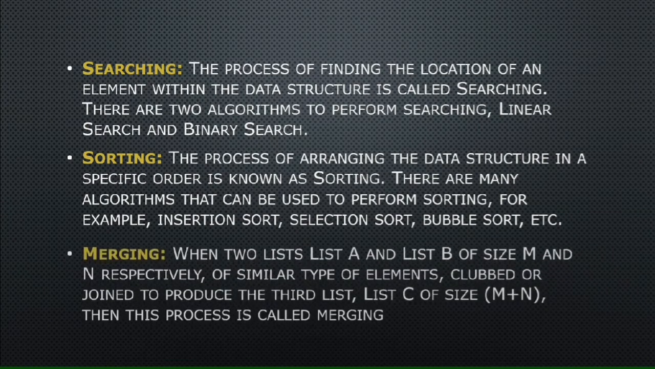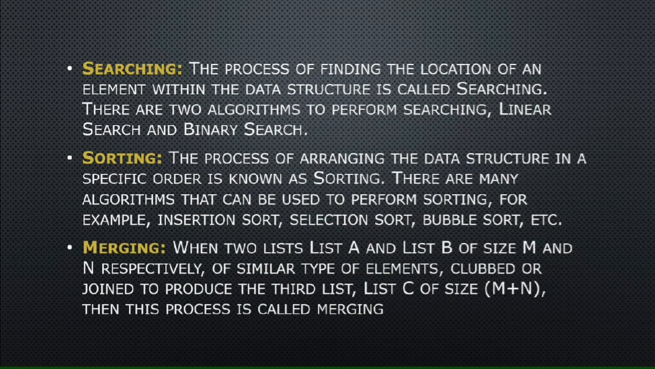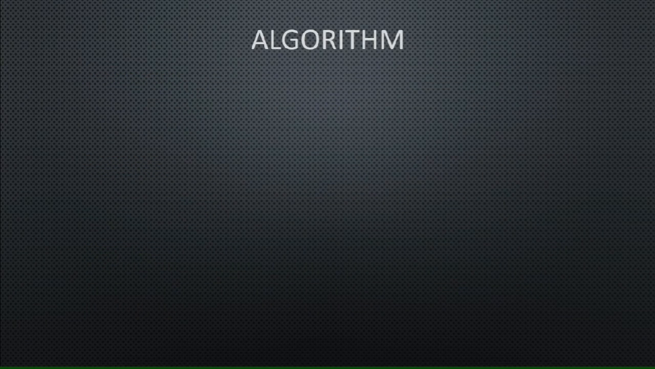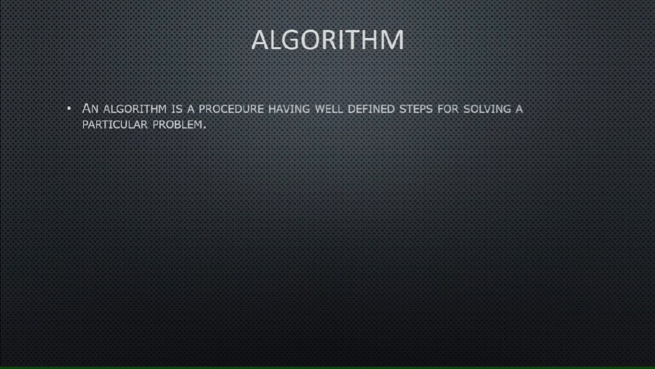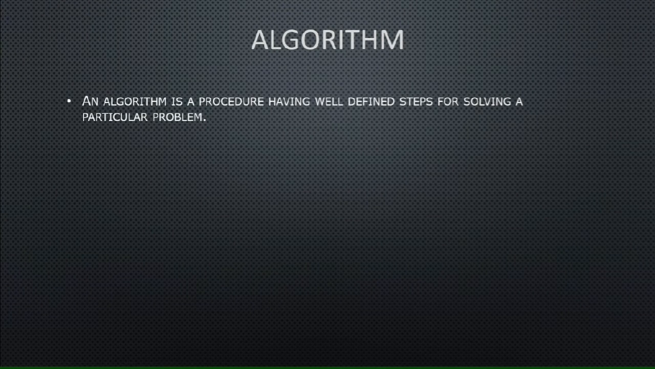And the last is merging, which means when two lists, list A and list B, of size M and N respectively, of similar type of elements, are clubbed or joined to produce a third list, list C of size M plus N, then this process is called merging. Now let us take a look at algorithm. An algorithm is a procedure having well-defined steps for solving a particular problem.